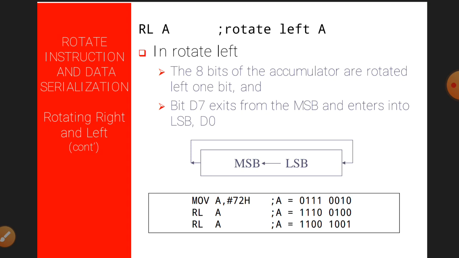Just see here in this example, 72H. In 72H, the most significant bit is 0. So after the RL instruction, that 0 will get moved to the D0 position. After that, the next time I write RLA, the leftmost bit, which is now 1, will also get rotated to the D0 position. And likewise, all the bits will move towards the left.